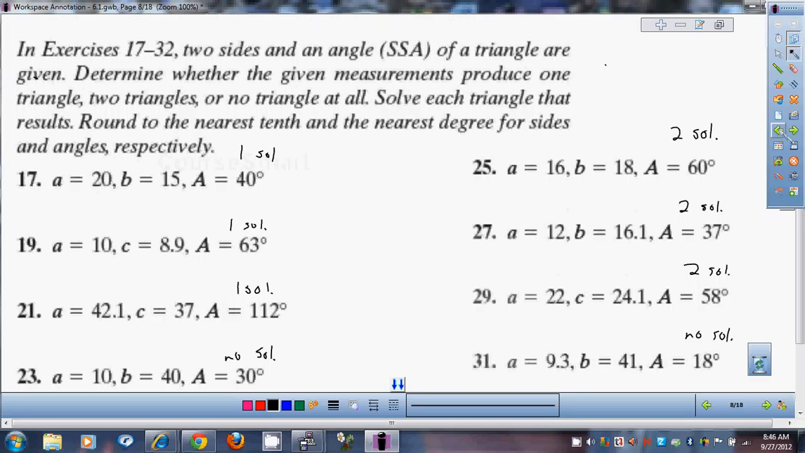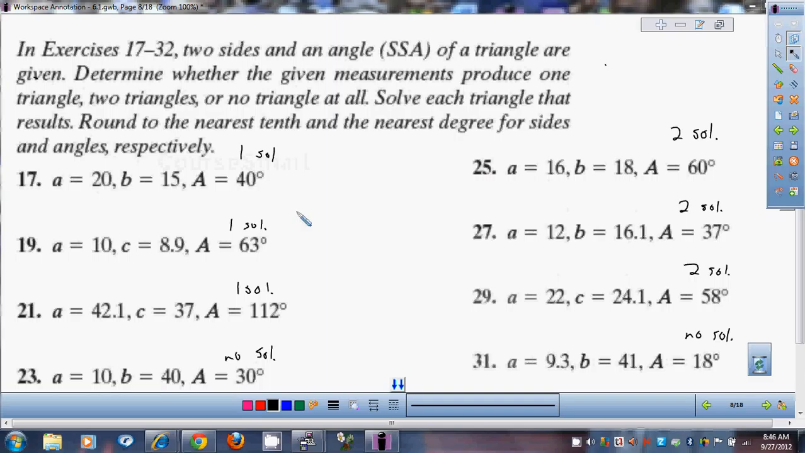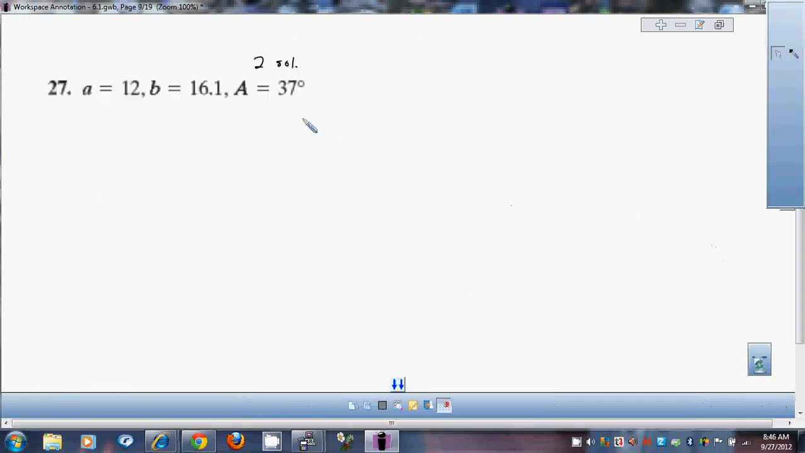The no solution problems are awesome. You have nothing to do. Just say no solution. So now we're down to the two solution problems. The two solution problems aren't really that much harder. They're really not. They just require one or two more steps. Let's pick one. 27. Two solutions.